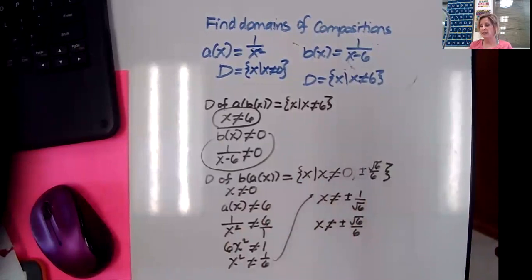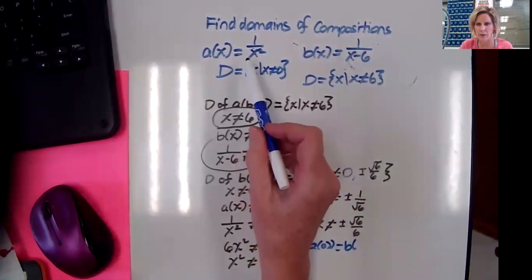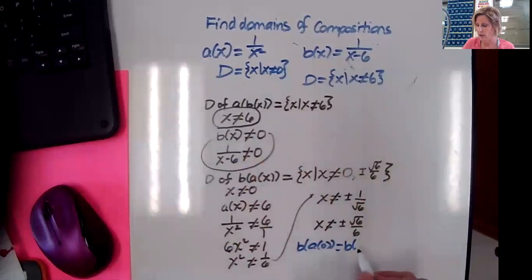Now again, if this is kind of bothering you, let's evaluate B of A of 0. Well, that's B of, let's see, A of 0. I can't do A of 0. That's my point. You can't do A of 0, so you can't do B of A of 0, so 0 is not in the domain. Okay, now let's try B of A of the square root of 6 over 6.